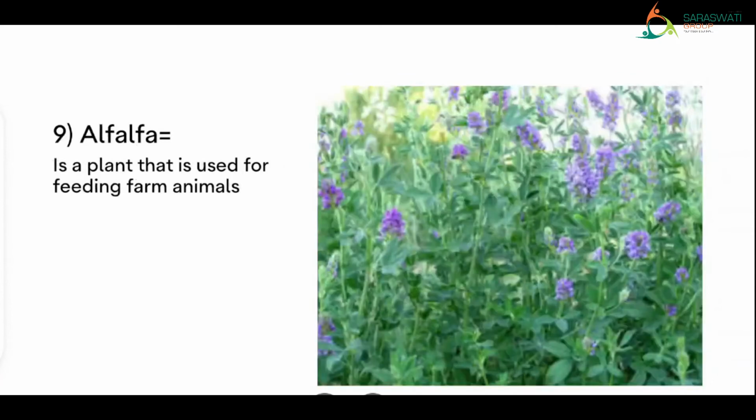Next, alfalfa. It is a plant that is used for feeding farm animals. So here I have shared the picture of alfalfa. It is one type of plant which normally we use to feed the animals which we keep in the farm. Right? So this type of plant is called alfalfa. Clear?